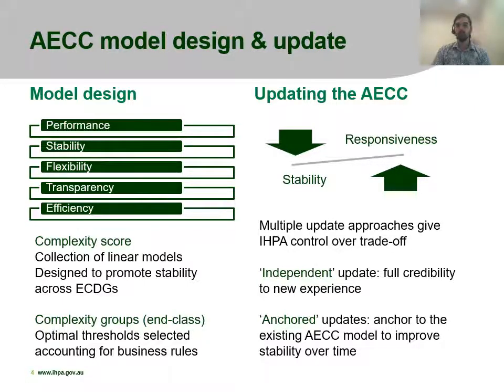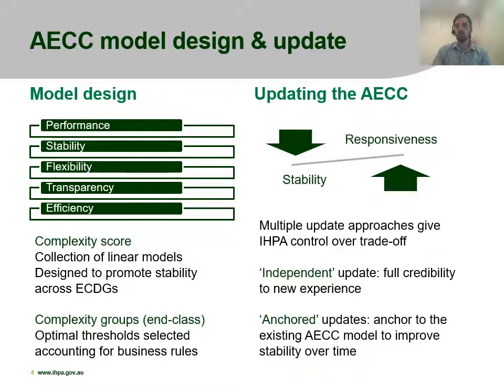If we allow the model to respond more strongly to emerging experience, then necessarily the classification complexity model will have a greater degree of change between versions, meaning it is less stable. Conversely, prioritizing the stability of the classification means we must be willing to fit less closely to the newer experience. There's no single optimal balance, and so the update methodology has been designed to provide IHPA the flexibility to choose the right balance when performing the update.